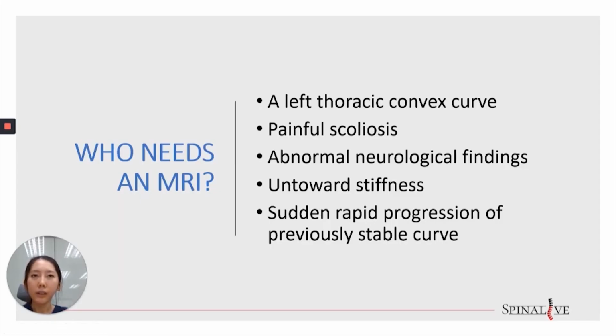Okay, so some patients who have scoliosis require MRI. Who are they? People who have a big left thoracic convex curve. They are experiencing painful scoliosis, discomfort all the time, every day, and also sleepless nights. There are some neurological findings. There's weaker deep tendon reflex. There's arm weakness, and also some stiffness that is unexplainable. And also the other types would be a sudden, rapid progression of a stable curve.